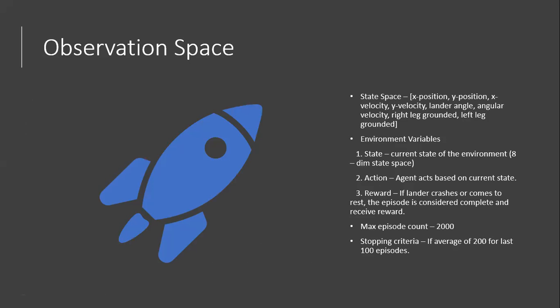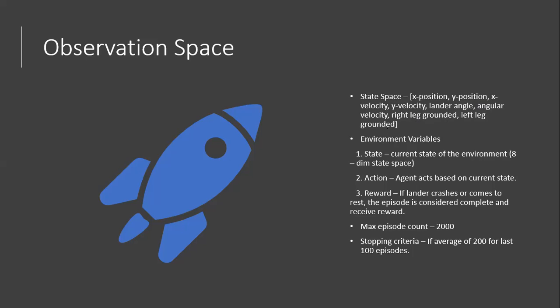Observation space. So here, the state space is 8 dimensions. We have X position, Y position of the lander, X velocity, Y velocity, lander angle, angular velocity, right leg grounded and left leg grounded. We give this state space as input to our neural network.